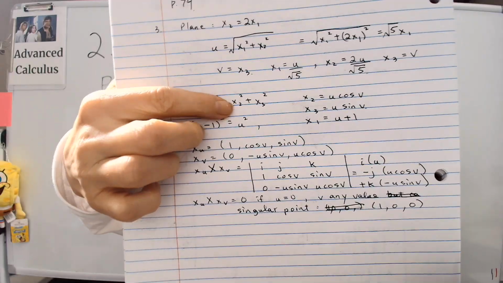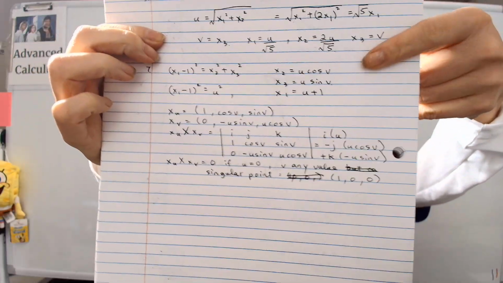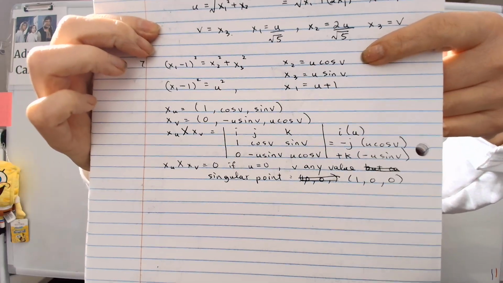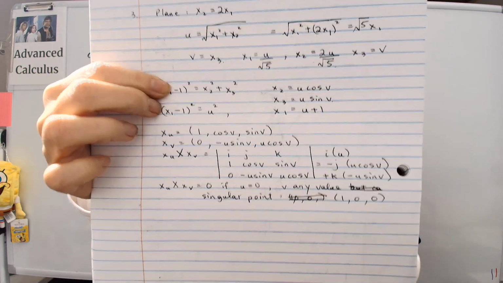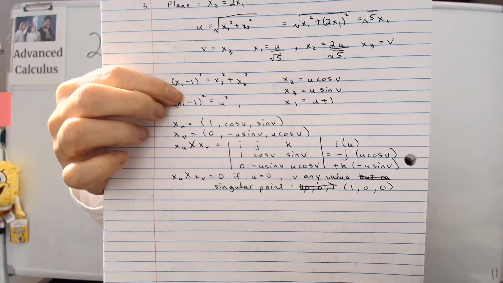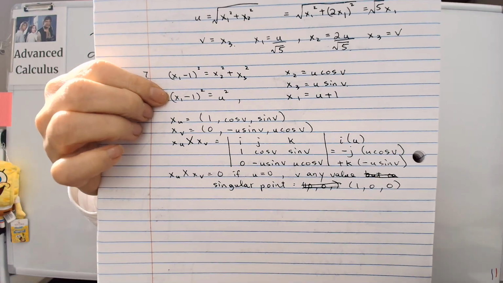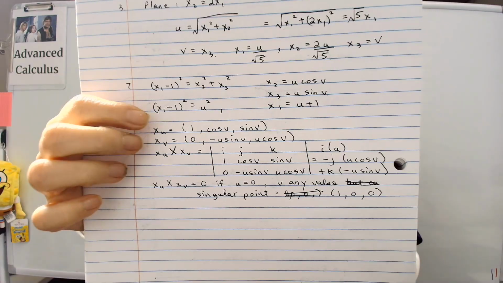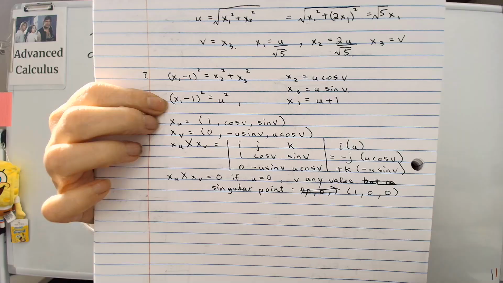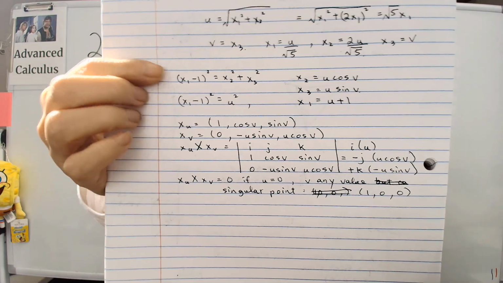Next, problem 7, we have 2 equations with a bunch of stuff being squared. And because it's being squared, I just automatically write down the u cosine v, u sine v trick, the standard trick for this type of thing. If you do that, you realize very quickly that you can just say x1 equals u plus 1, and call it done. So that all works out.